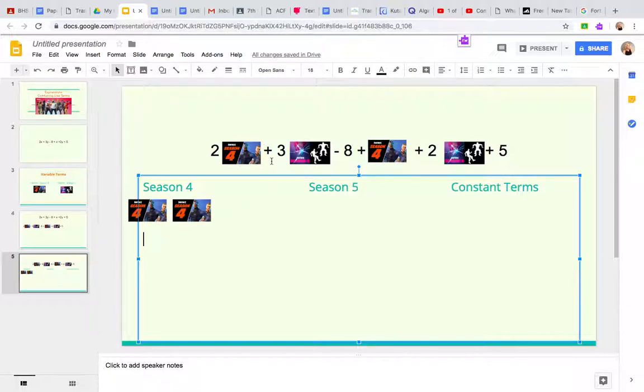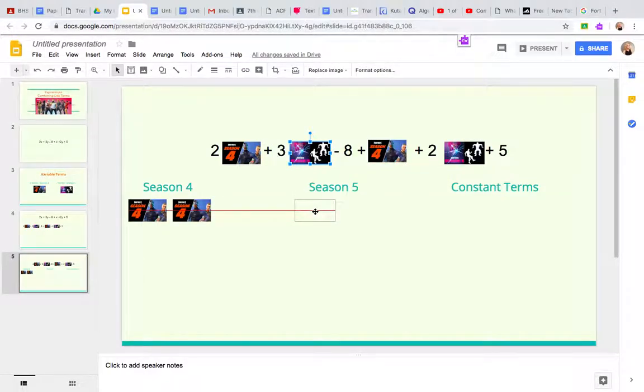Moving on, it's telling me plus 3 battle passes from season 5, so I need to drag 3 of these down here to season 5. Okay, so I'm going to drag 3 of them. Move this over just a bit.